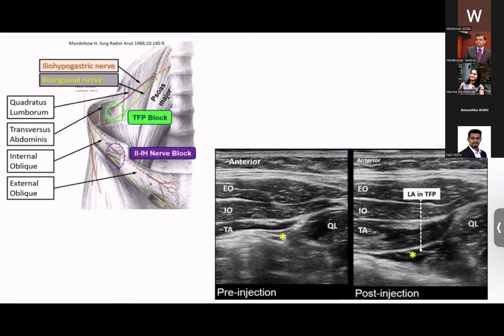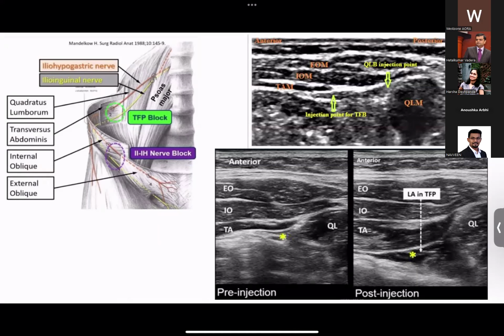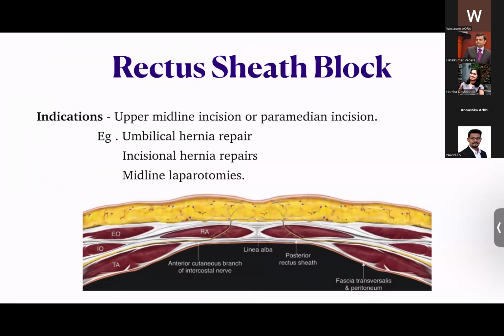In the right ultrasound image, we can see after the injection, there is a hypoechoic area created where we can appreciate it. The difference between the lateral QL and the transversalis fascia block is that in lateral QL, the injection is more towards the quadratus lumborum muscle.